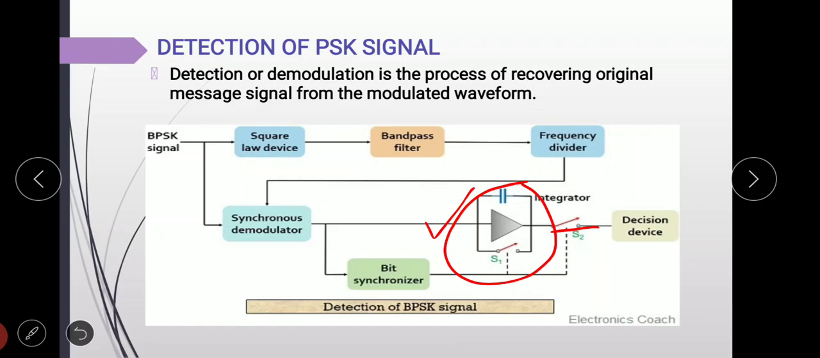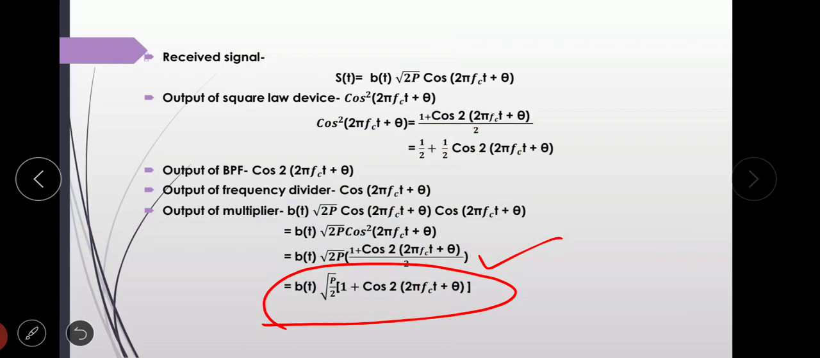Means the process repeats again and again. It closes switch S1 for 1 bit period, then after the end of the bit it opens it and closes S2 for a short period of time. After the signal is applied to the decision device, it again opens switch S2 and closes S1. This process is repetitive and continuous. So this is all about BPSK. Thank you.